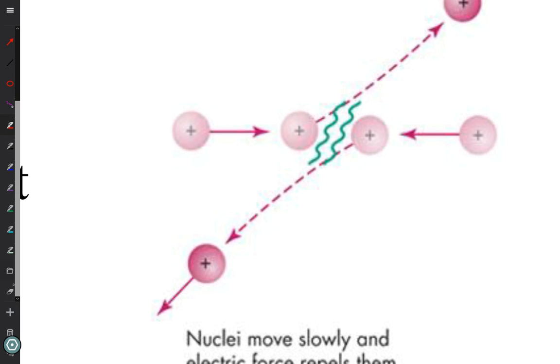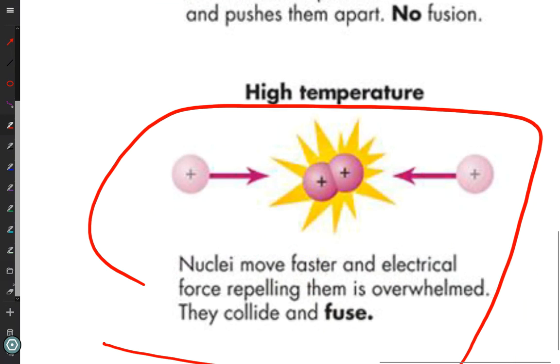But if you make them fast enough, what measurement do we use to gauge how fast things are traveling for little itty bitty particles? Temperature. So if the temperature is high enough in the sun, for instance, then you'll have these nuclei coming so fast that they actually can hit each other. So you have to have high temperature to make this happen.